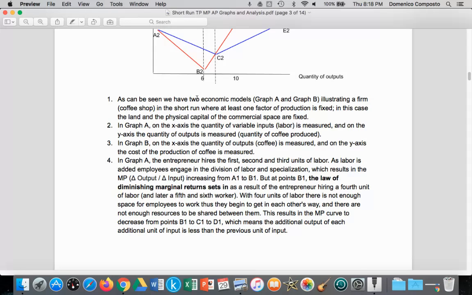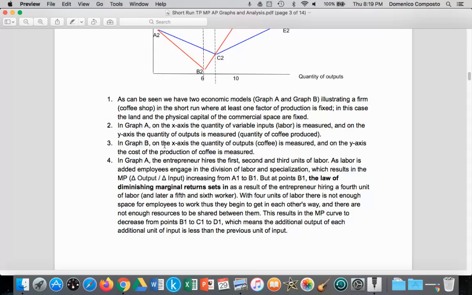As can be seen, we have two economic models, graph A and graph B, illustrating a firm, in this case a coffee shop again, in the short run where at least one factor of production is fixed. In this case, the land and the physical capital of the commercial space are fixed. In graph A, on the x-axis, we're measuring the quantity of variable inputs, labor, and on the y-axis, we're measuring the quantity of outputs, or the quantity of coffee being produced.